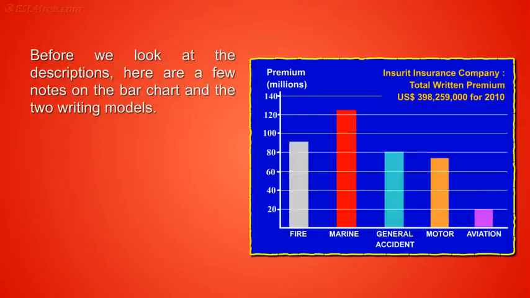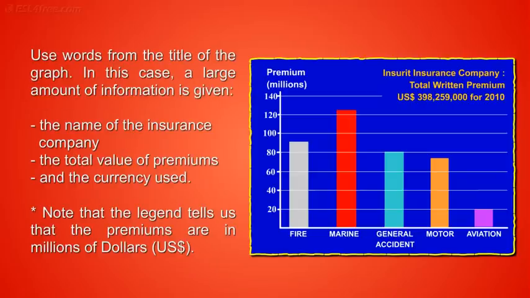Before we look at the descriptions, here are a few notes on the bar chart and the two writing models. Use words from the title of the graph. In this case, a large amount of information is given: the name of the insurance company, the total value of the premiums, and the currency used. Note that the legend tells us that the premiums are in millions of dollars, US.